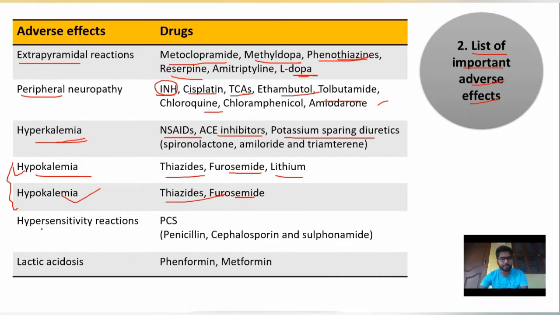Then hypersensitivity reactions are shown by PCS, meaning penicillin, cephalosporin and sulfonamide. Then lactic acidosis, it is very important. It is shown by metformin. See, metformin is a drug which is generally used as a standard treatment for type 2 diabetes, but it has some disadvantages, I mean some adverse effects like lactic acidosis.